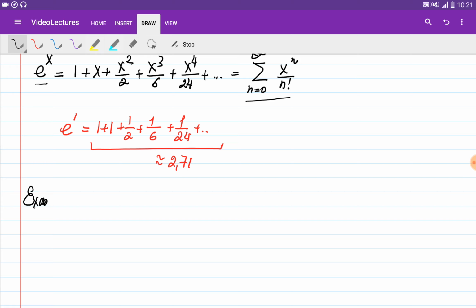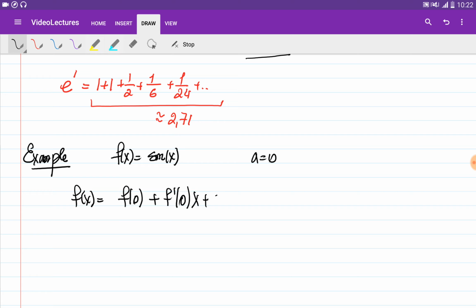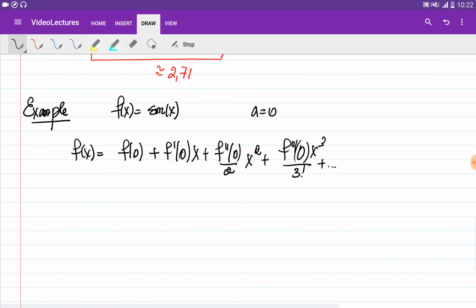So let's consider another example. Our function is going to be sine of x. So again, we would like to write this function in the form f of x around a equal to 0, which is f of 0 plus f prime of 0 multiplied by x plus f double prime of 0 divided by 2 multiplied by x squared plus f triple prime of 0 x cubed divided by 3 factorial, and so on, right? So let us find the first term.